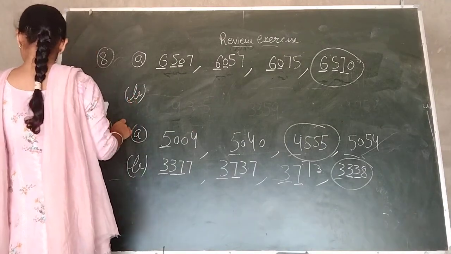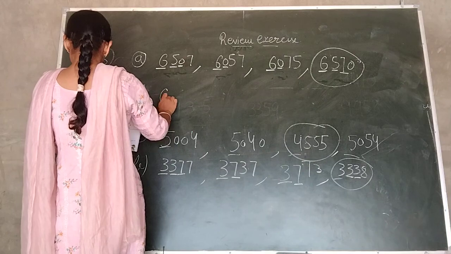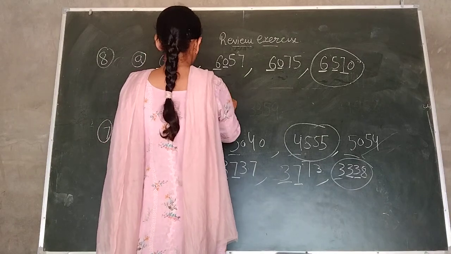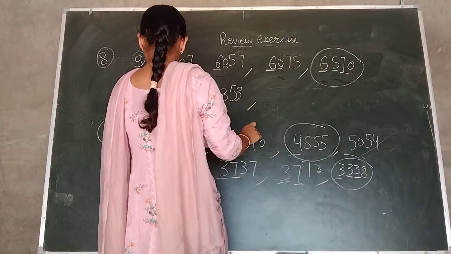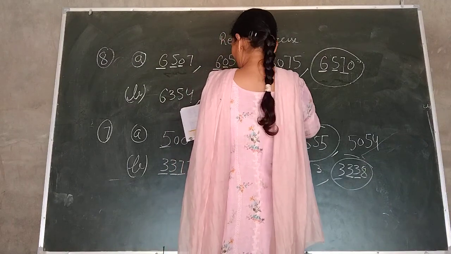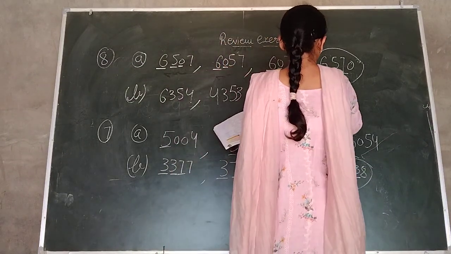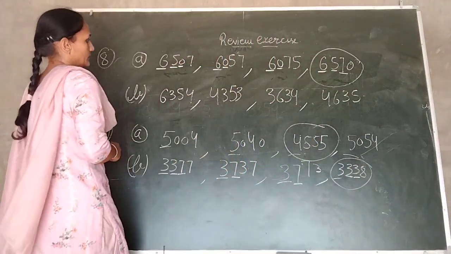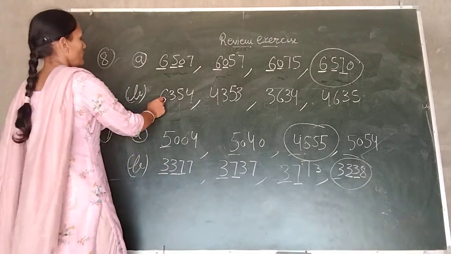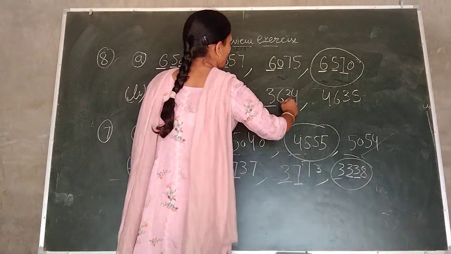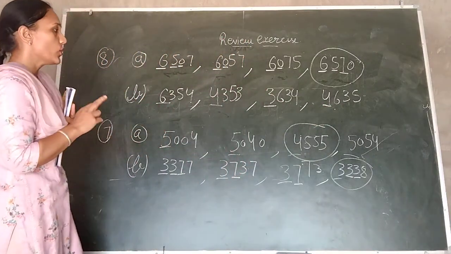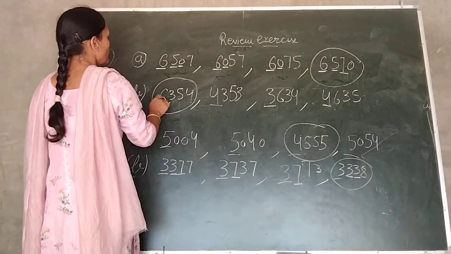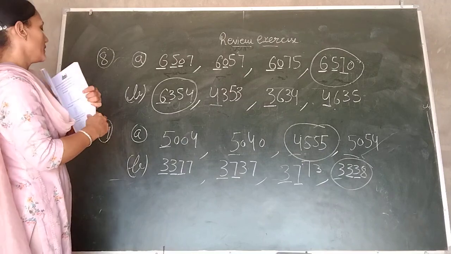Then B part, 6,354, 4,353, 3,634, 4,635. Which is the greatest number? We will compare the digits in thousand places. 6, 4, 3, 4. Which is the greatest? 6. So what it means? 6,354. This is the greatest number.